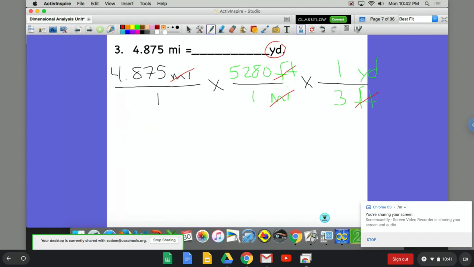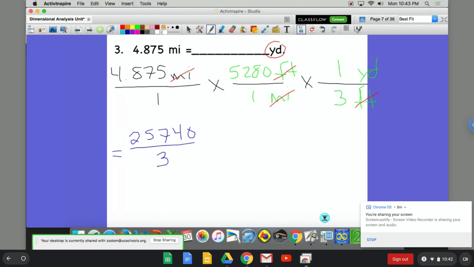So we need to multiply across. So if we multiply the top ones across, 4.875 times 5,280, having to type that one in, you're going to get 25,740 over, and then 1 times 1 times 3 on the bottom, which is going to give you 3.